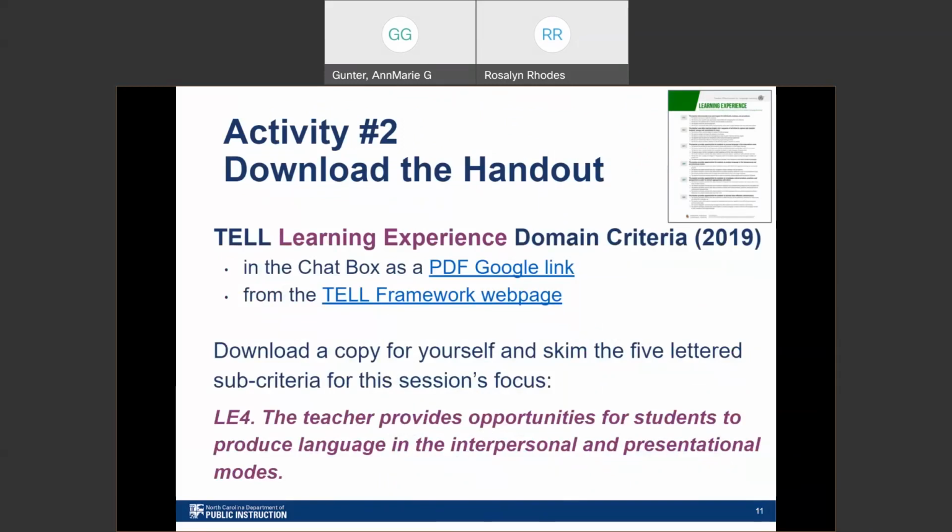It's a national project. They have a number of resources and tools that look at best practices in world language classrooms. And we're looking at their learning experience domain specifically to look at LE4, but also to look at the other criteria and subcriteria there to help us reflect on our own teaching practice.